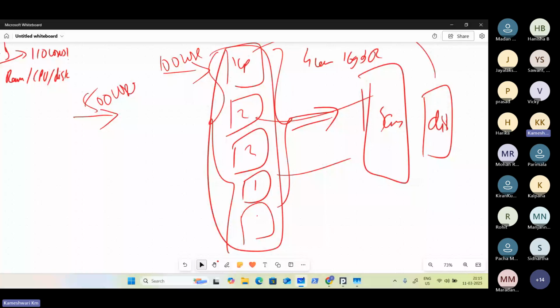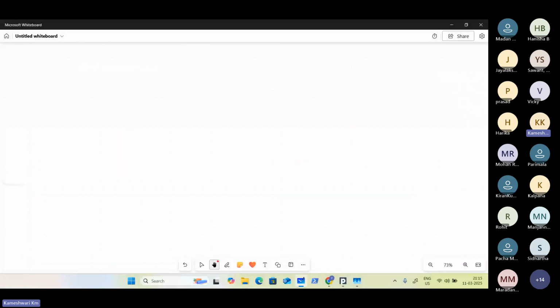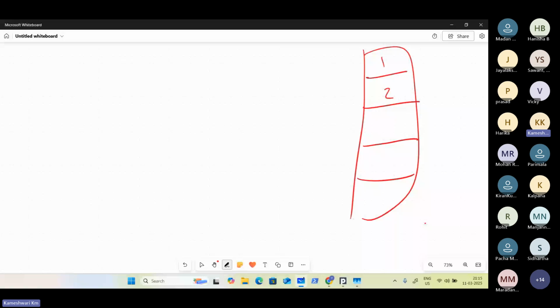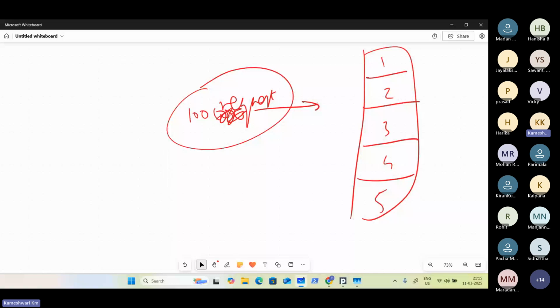Okay. So now I have 5 CPUs, 1, 2, 3, 4, and 5. I have designed it for 500 users, but currently only 100 users, or 100 requests, are coming. Now the problem is, out of these 5 CPUs, who will take these 100 requests? Is that a question or not? Will these 100 requests go to the first one, or will 50 go here and 50 go here, or will they get divided equally, 20, 20, 20, 20, 20? Is this a question or not?